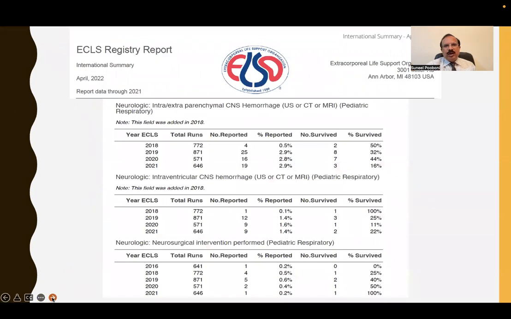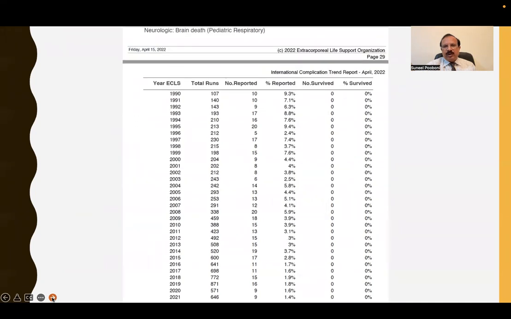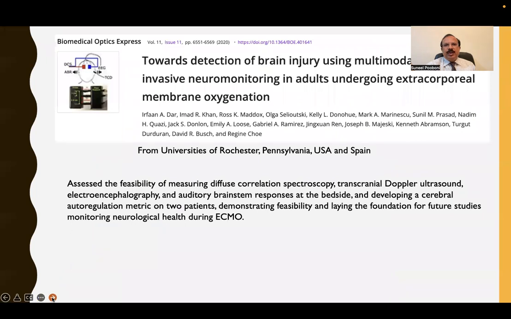Similarly, these are the numbers in the pediatric respiratory group. Again, the incidence, number survived, and percentage survived. The numbers are increasing over a period of time. The percentage reported is around 1.7% of late with 45% survival. The numbers are becoming better and better with time.